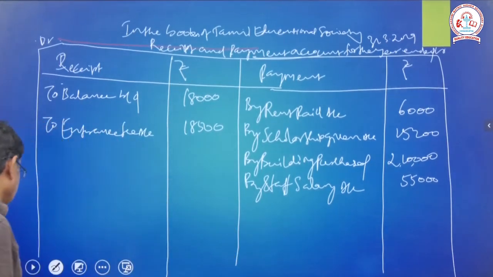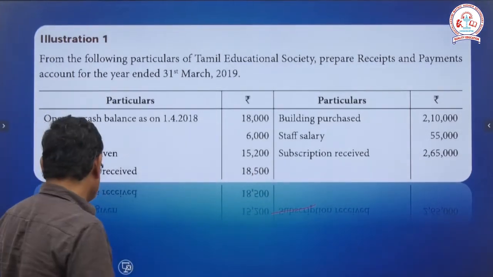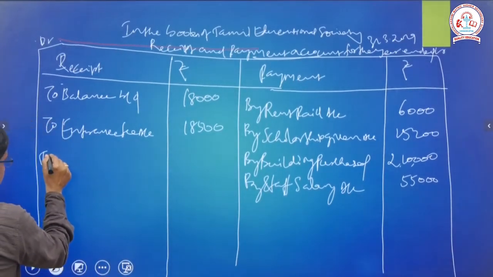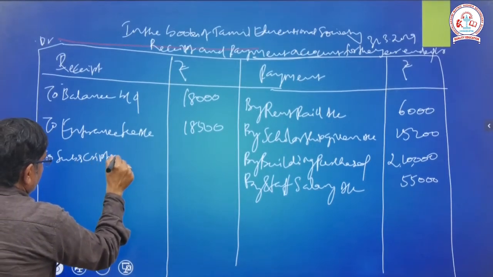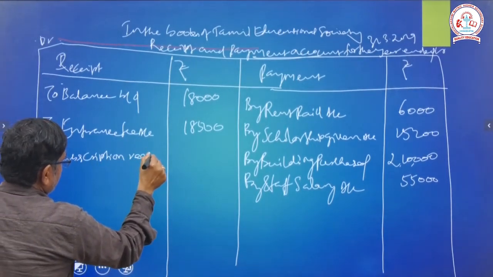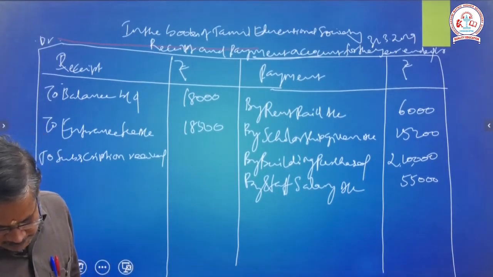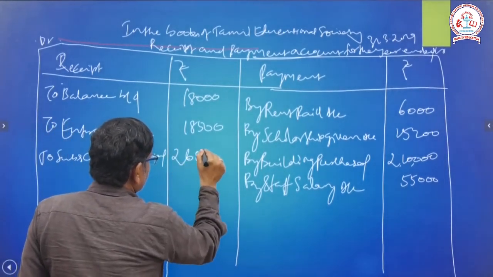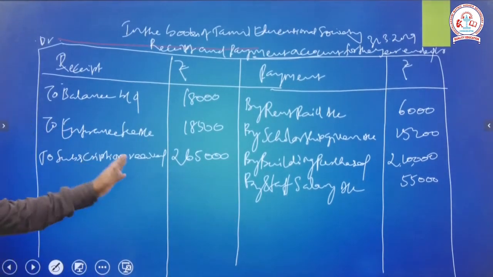Then after we will see the next heading, subscription received. So, subscription received will appear on the receipt side. Write the name, subscription received, and the value of 2,65,000. Okay. Now, we have entered all the entries.